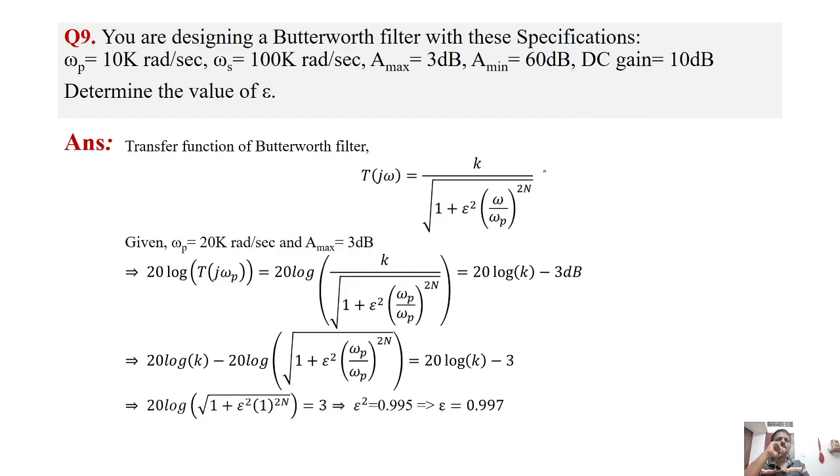We know the general transfer function. In general, the Butterworth transfer function is given as T of j omega equal to this value. We substitute the value of omega as omega p, and we know A max equal to 3 dB. So at omega p, the change is A max. What is the net gain? That is 20 log k minus 3 dB. We equate that, and on equating we get a relation. We just need to rearrange and calculate, so we get epsilon equal to 0.997. This is how we find the epsilon value.